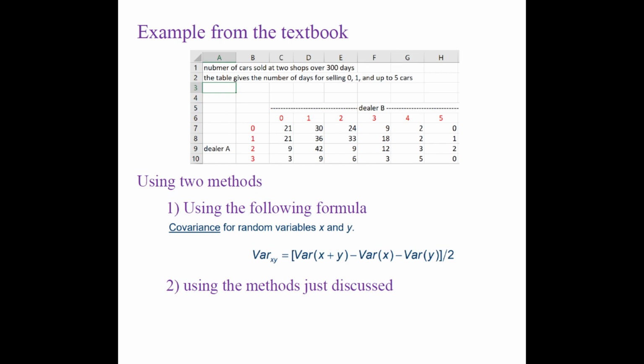We are going to use 2 methods to calculate covariance. The first method, we apply the formula supplied by the textbook. Covariance between X and Y is variance of X plus Y minus variance X minus variance Y, divided by 2. The second method is based on the method we just discussed.